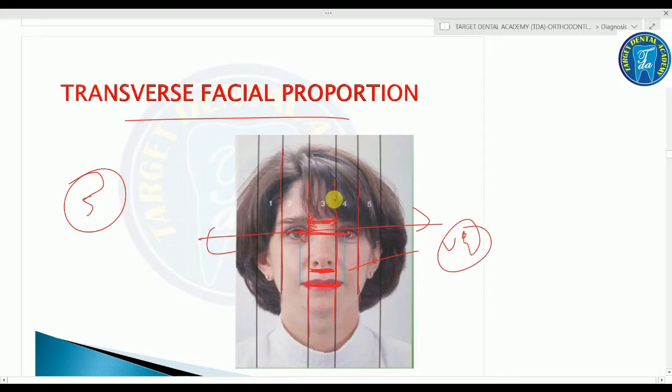Right? So these 2 lines should pass from the side of the nose and from the inner canthus. These 2 points are commonly asked as an MCQ: the width of the nose should be the same as that of the inner canthus, and the width of your mouth should be the same as your interpupillary distance. Right? This is what the transverse facial proportion is.